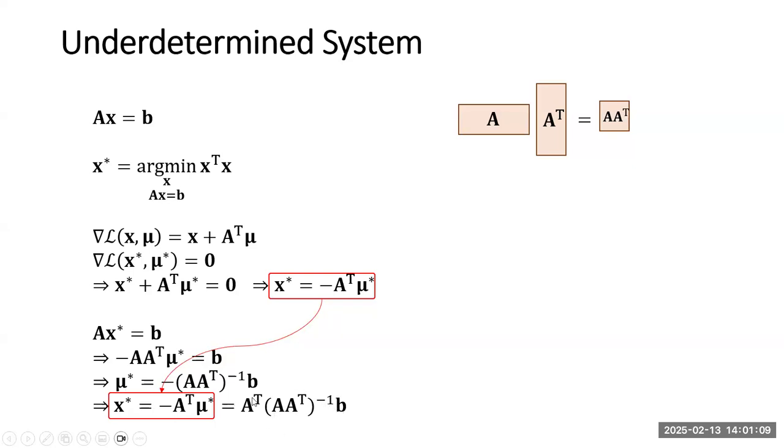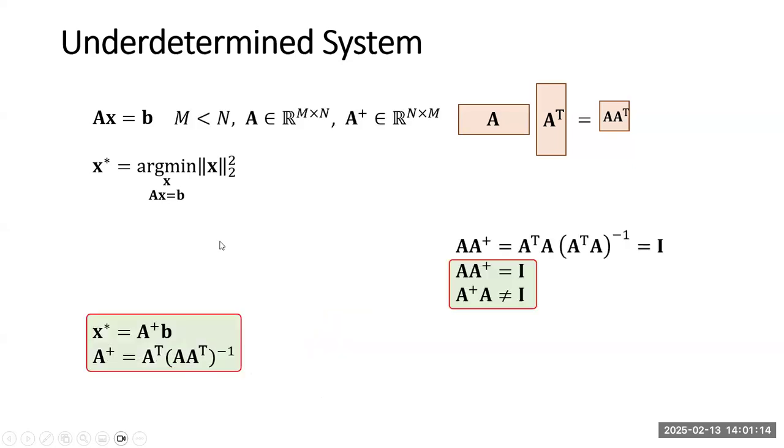And what is this? A transpose (A A transpose) inverse. That's the pseudo inverse, right? So x star equals A pseudo inverse b is our solution, where A pseudo inverse is given by this expression. And A pseudo inverse times A won't be equal to I, for obvious reasons. It won't be full rank. Okay, so this is how we tackle an underdetermined system.